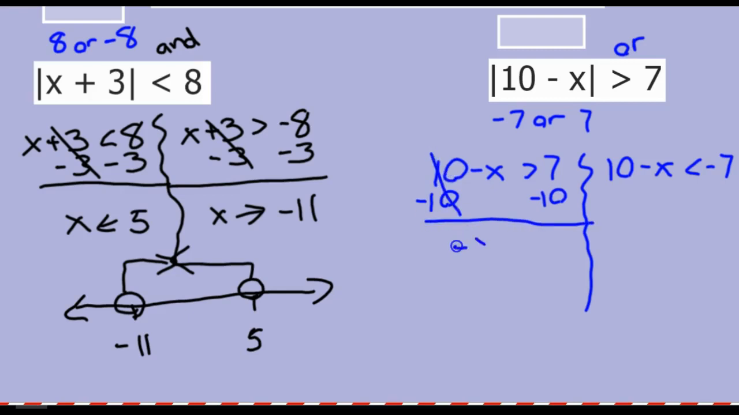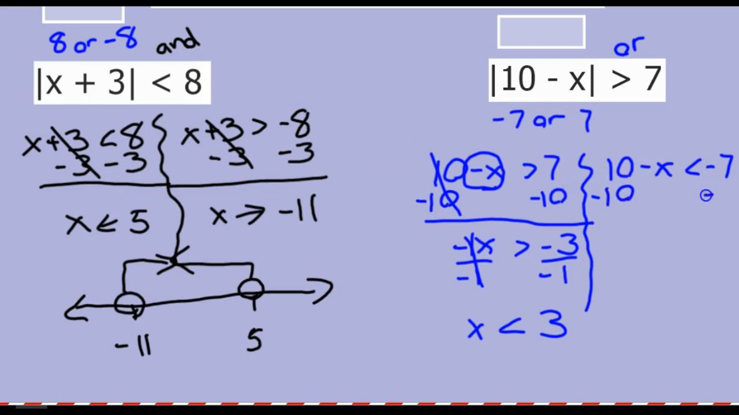So we get negative x. Now remember to put that negative there because this whole thing is part of the x. 7 minus 10 gives me a negative 3. Now we're going to divide by negative 1 because that's what's attached to our x. So we get x. Now we divided by a negative number, so flip our sign. Negative 3 divided by negative 1 gives us a positive 3.